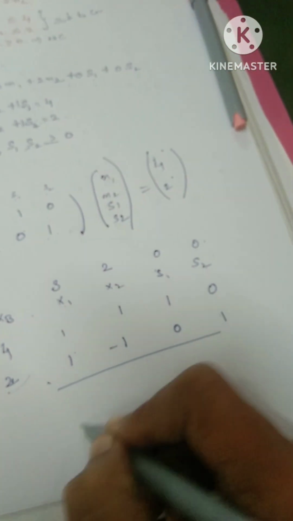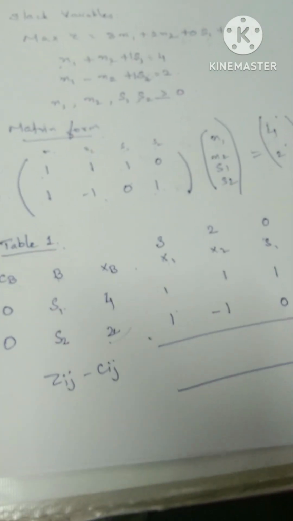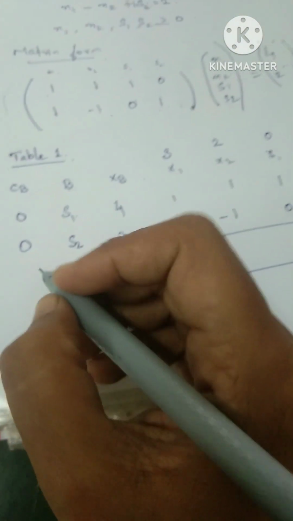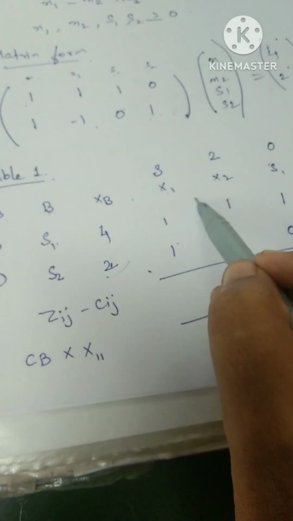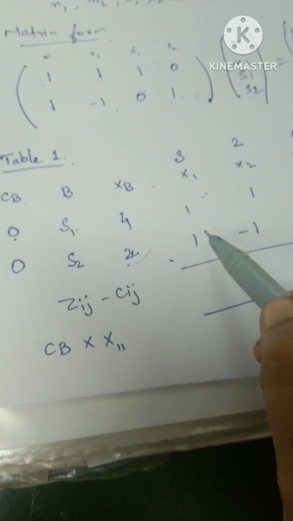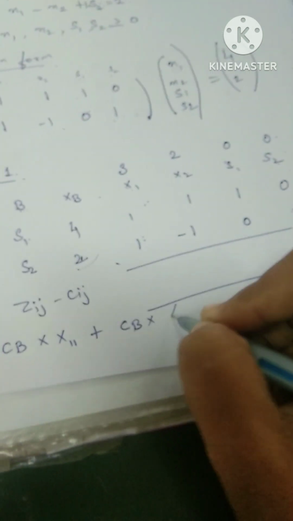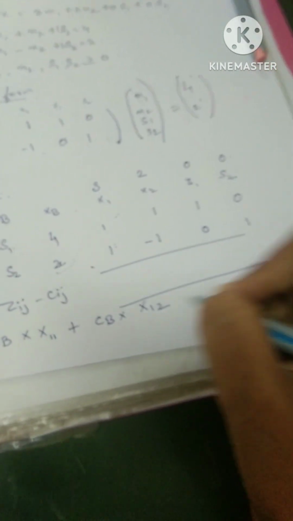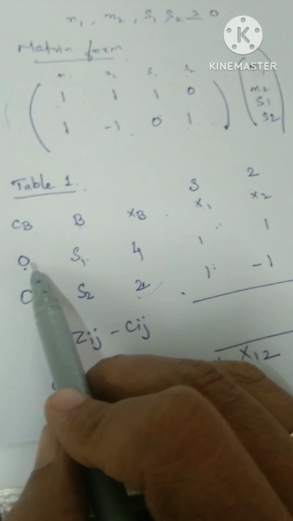The next step is to find Zj - Cj. For finding Zj - Cj, we have the formula: CB should be multiplied with x1 along with the CB of the second row multiplied with x2, and the same for the x2 column, minus the objective function coefficient. That is, CB should be multiplied with x1. This is the format.